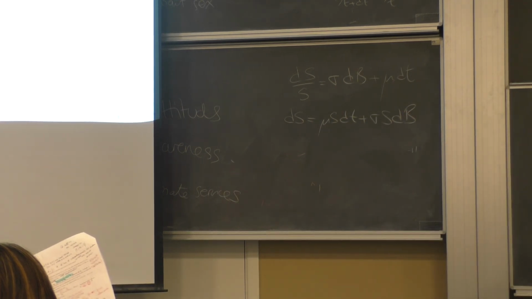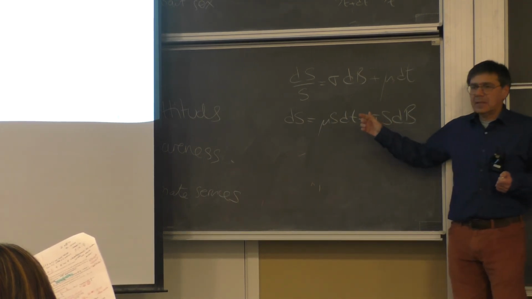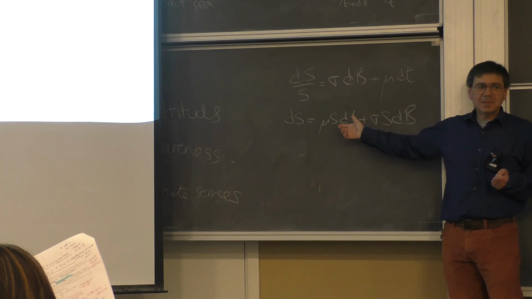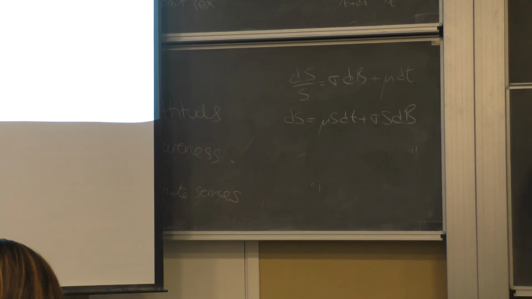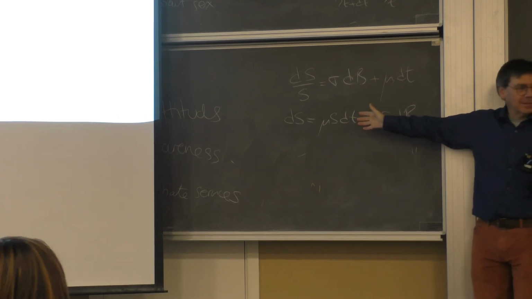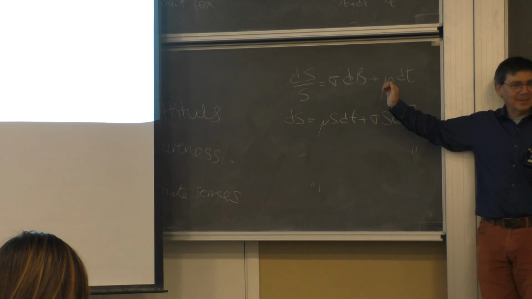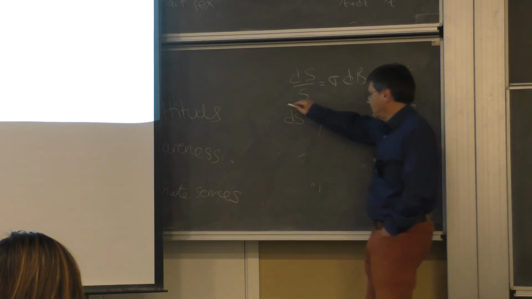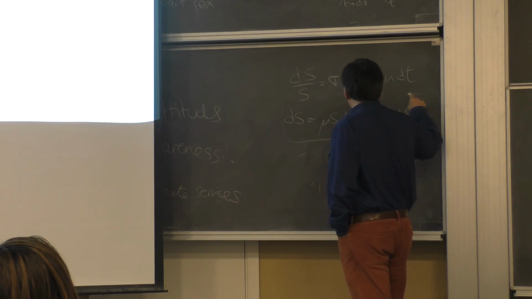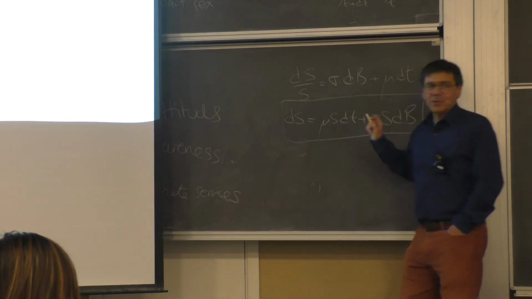So what did we call this sort of process? Three letters, starts with an I. That's an Ito process, okay? This is an example of an Ito process.